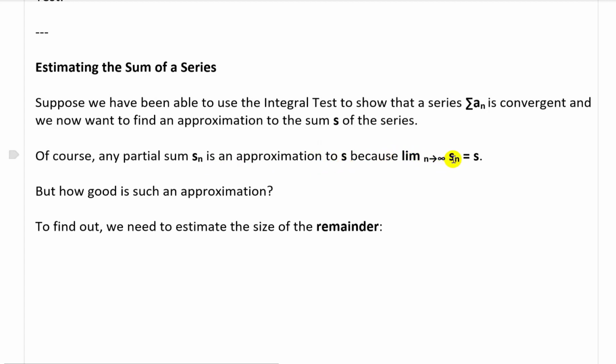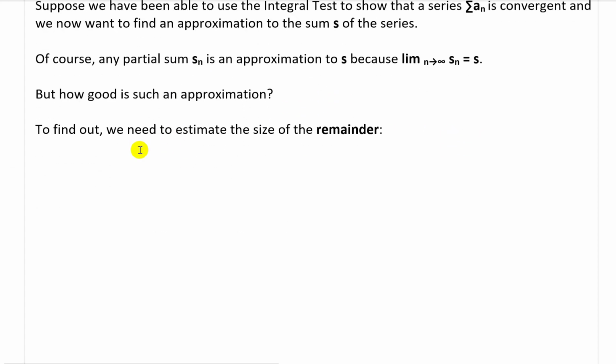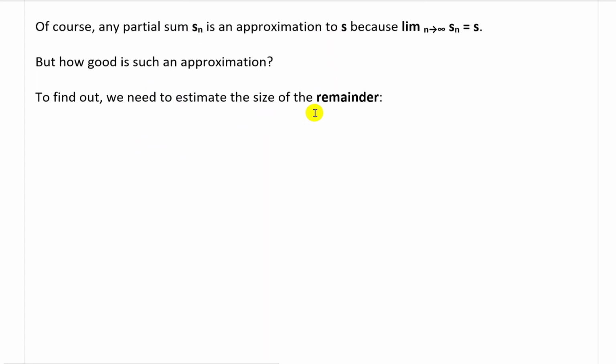Of course, any partial sum S_n is an approximation to S, because the limit as n approaches infinity of the partial sum S_n equals S. But how good is such an approximation? To find out, we need to estimate the size of the remainder. We can write this in formula form as R_n, the remainder after the nth term, is equal to S minus S_n. That's the actual sum minus the partial sum S_n.